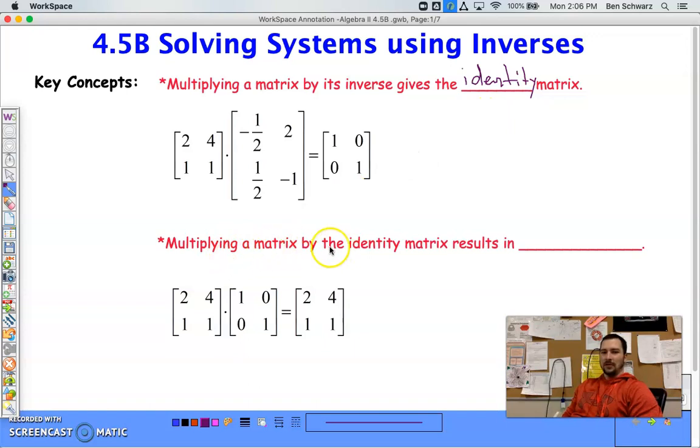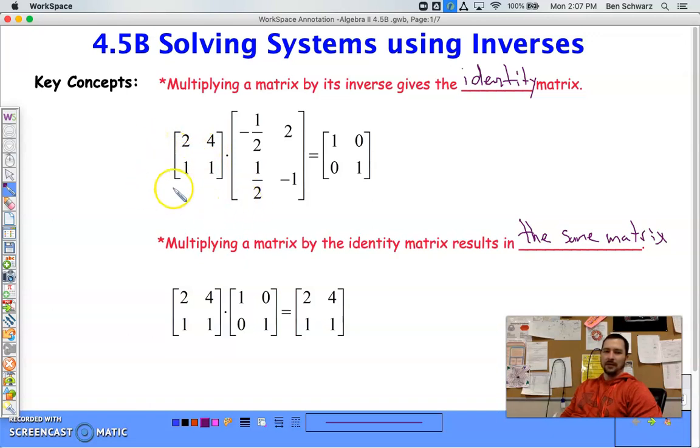And when you multiply a matrix by the identity matrix, you end up with the same matrix you started with. So it results in the same matrix, which kind of explains why what we're going to do today is going to actually work.